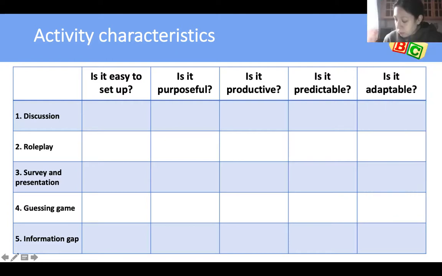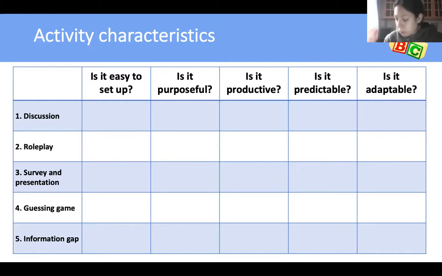Some of these activities are quite easy to predict in terms of language use. For example, if you have a survey, and as you have seen today, a survey about the places in the city or in town, this is a highly predictive activity because you know there's going to be questions in present simple, and they will be asking about places in town. However, with a discussion, you can predict the topic, but you cannot predict the language. You can help the learners with the language, but not necessarily predict.